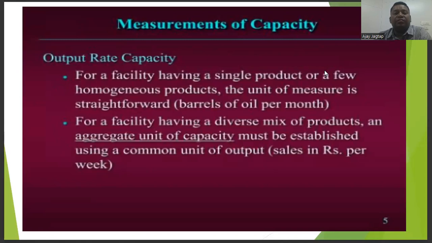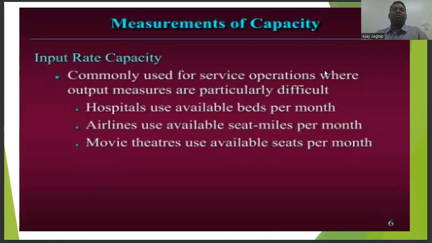For a facility having a single product or a few similar products, the unit of measuring is the output, for example barrels of oil per month. For a facility having a discernible mix of products and ingredients, capacity must be established using a common unit in the outputs and the sale price as per week. Input rates capacity is commonly used in service operations where output measurement is practically difficult. Hospitals use available beds per month. Airlines use available seat miles per month. Movie theaters use available seats per month.